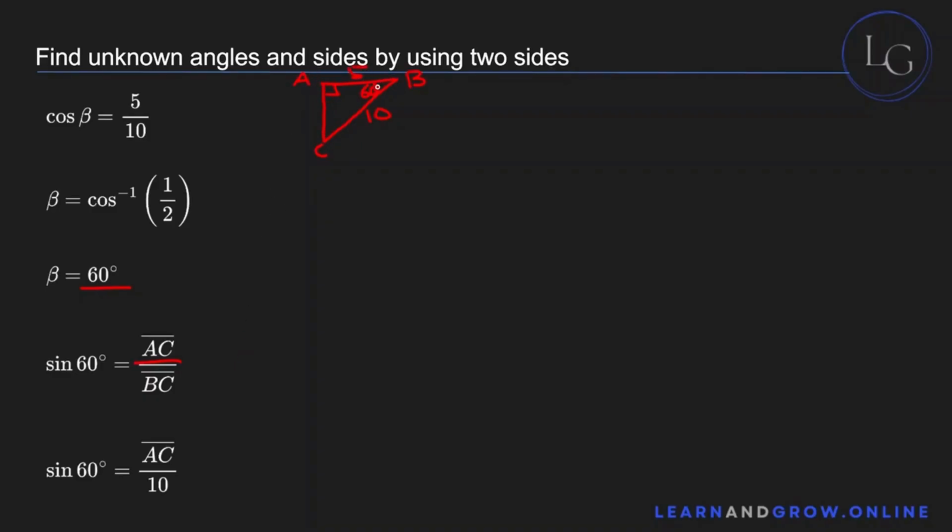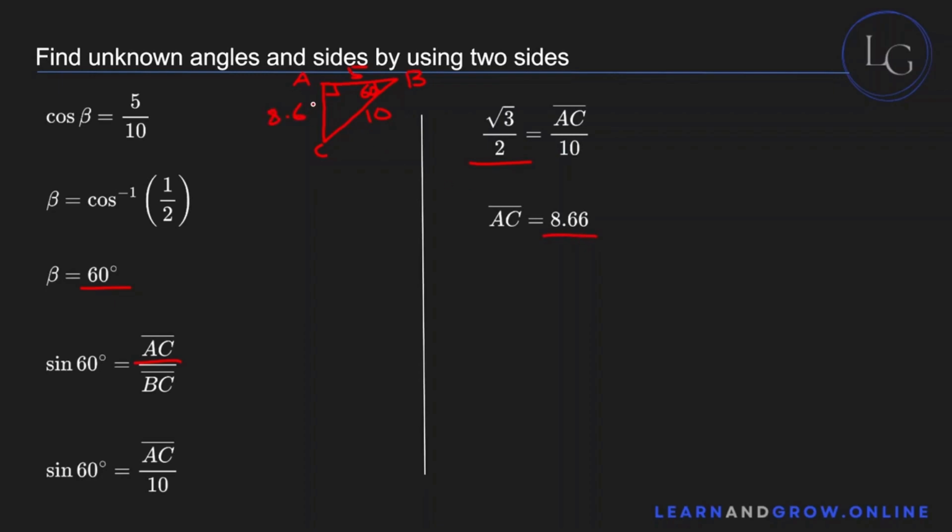So you can find AC by taking the sine of the 60-degree angle, so that would become AC over BC, and that would be AC over 10. So now you can just do the cross multiplication. We know that sine 60 from the table is under root 3 over 2, and so now AC is equal to 10 into under root 3 over 2, which is 8.66. So now you have this as 8.66.